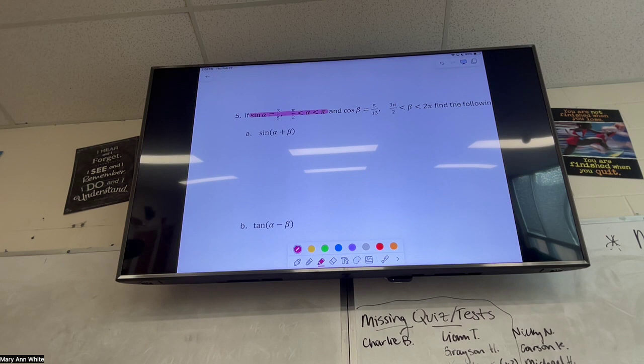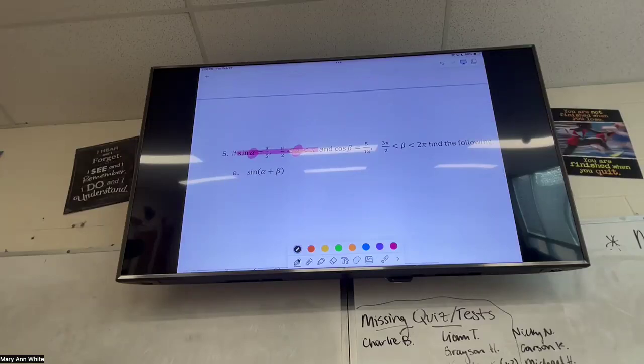That's giving me an angle and its sine, and it's telling me where that angle exists. What quadrant is that angle in? Not 1. 2. Why? Because it's in between 90 and 180. Very good, John. So it's in between 90 and 180. So I'm going to draw a triangle in quadrant 2.